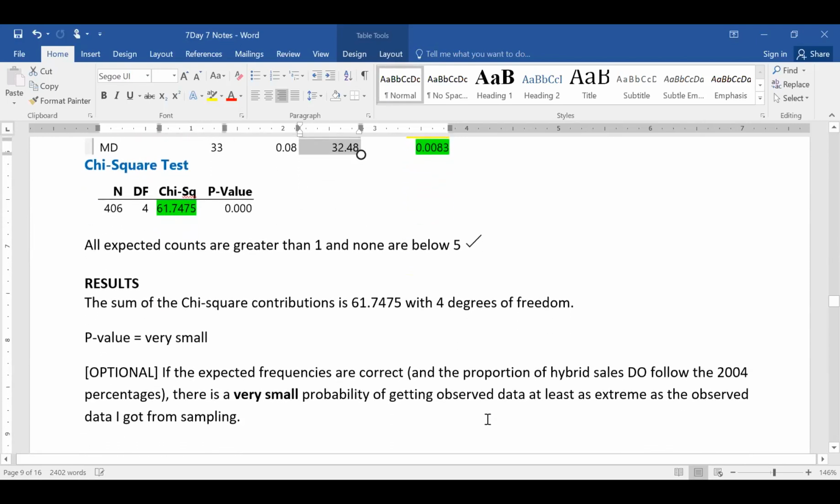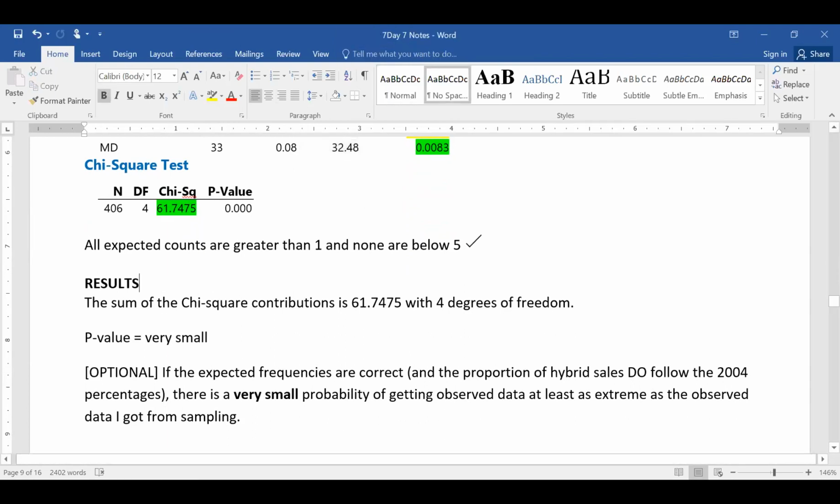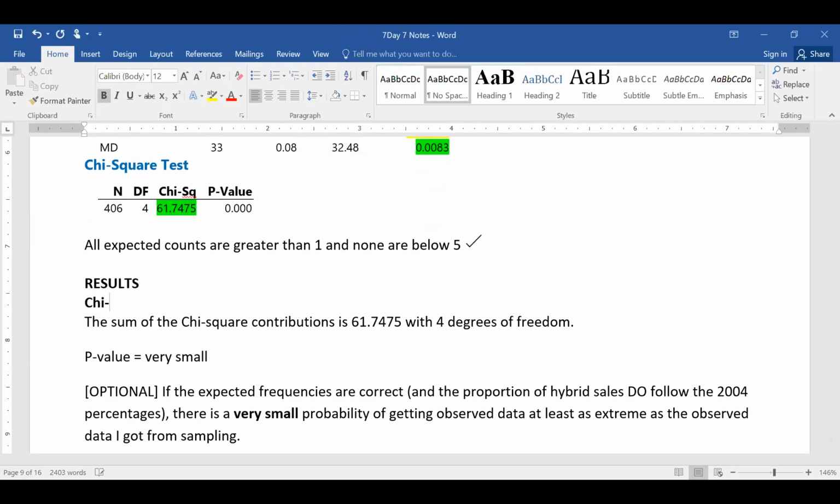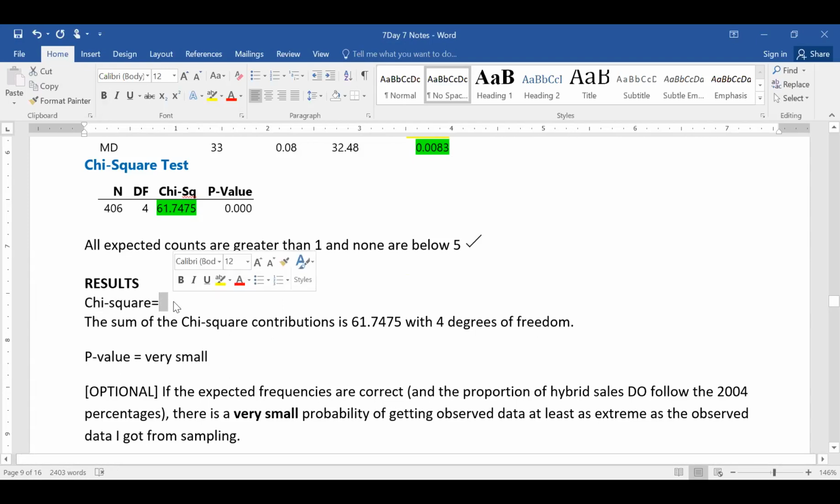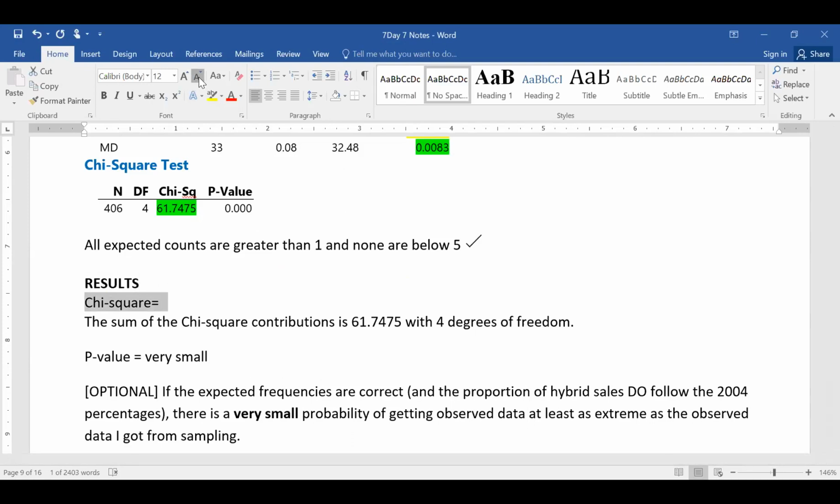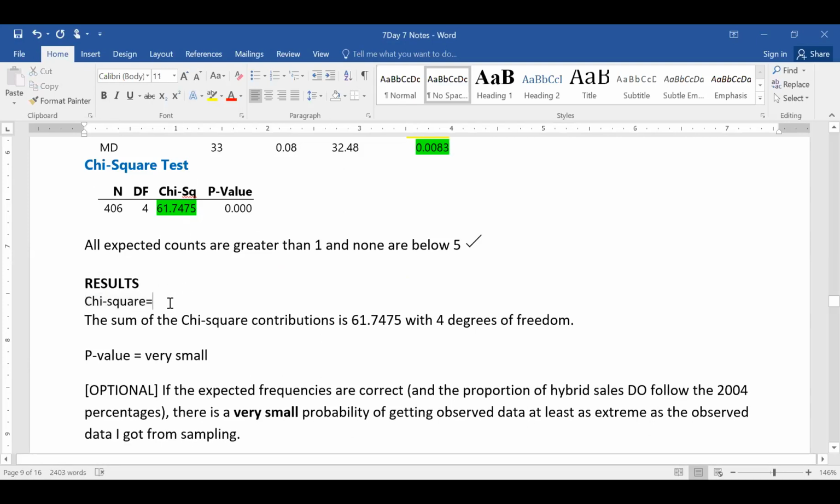It's really quick. Now my result step. Now I'm going to use the information I got from my sample step. So at least at first, I really would like to see the chi-square equals, this doesn't need to be as big as it is. My chi-square contribution, this is the number in the chi-square test output, so that is the 61.7475 value.